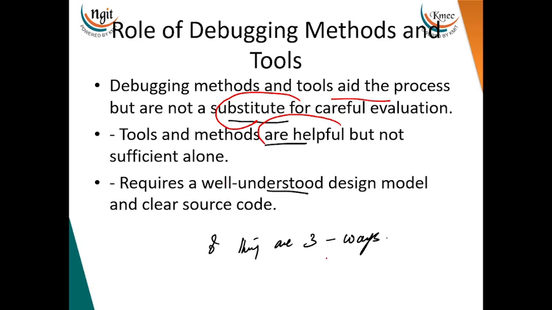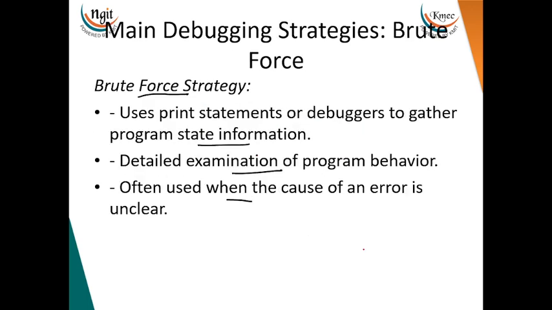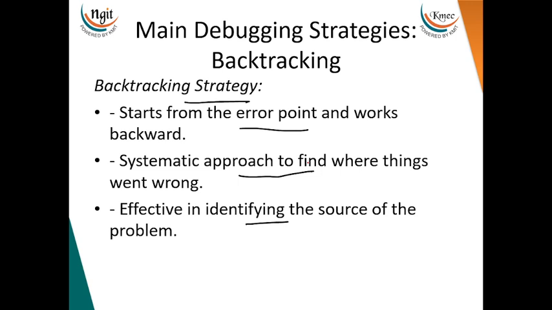Tools or methods are helpful but not sufficient alone. There are three types of ways we can do it. First is brute force, where for whatever program there is, we take out the printout and check line by line to find the error. Use print statement debugging to get program state information; detailed examination is there. Then backtracking: start from the error point and work backward. If this is an error, we go back from where it is. A systematic approach to find the point where it went wrong and identify the source of the error.